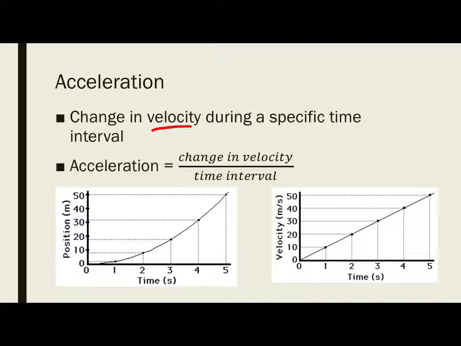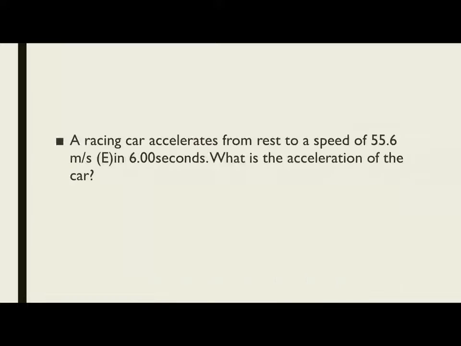Acceleration is just the change in velocity during a specific time interval. Remember that on a position time graph like we have here, if you see a position time graph curving like this, that means there's no uniform motion. It has to be a straight line if it's uniform motion. You also know it's accelerated motion on a velocity time graph if it's not flat. If it's slanted, that means it's accelerating. And remember, acceleration is your change in velocity divided by time.